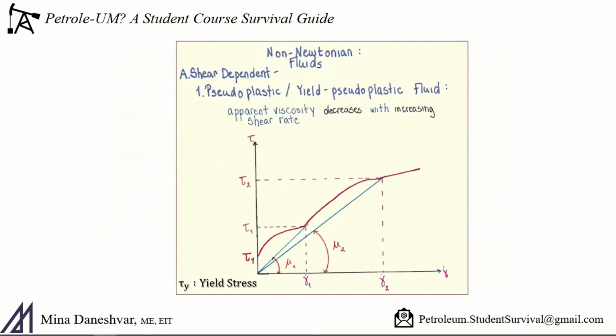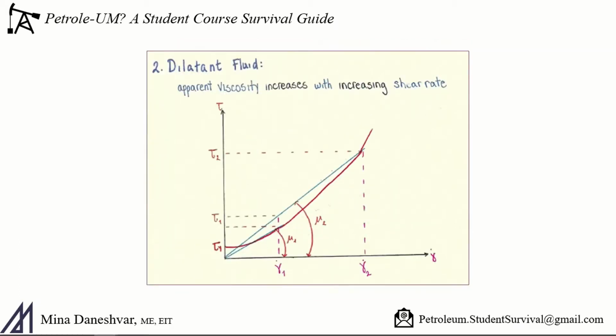A fluid's behavior can be characterized based on if a fluid is dependent on shear, time, or both. An example of a shear-dependent fluid you might see a lot is the Yield-Pseudoplastic fluid. Here, apparent viscosity decreases with increasing shear rate, as shown. Another shear-dependent fluid is the dilatant fluid, in which apparent viscosity increases with increasing shear rate.